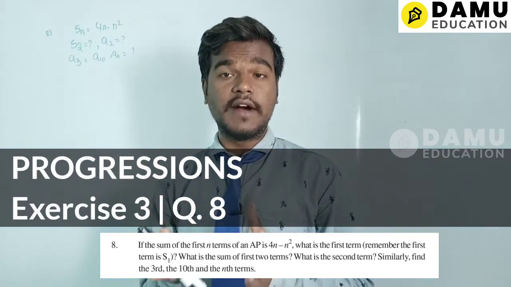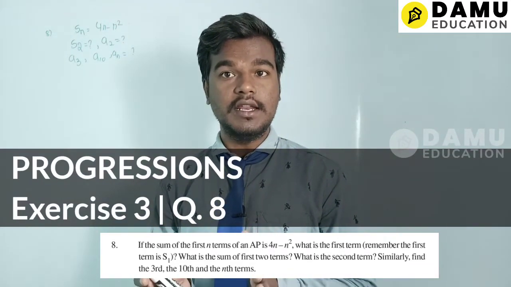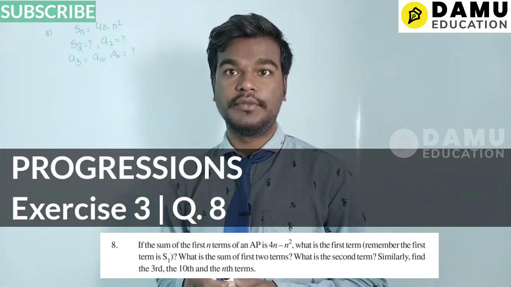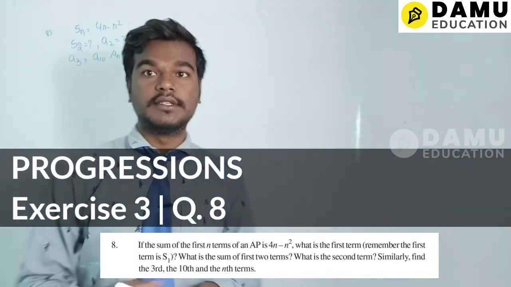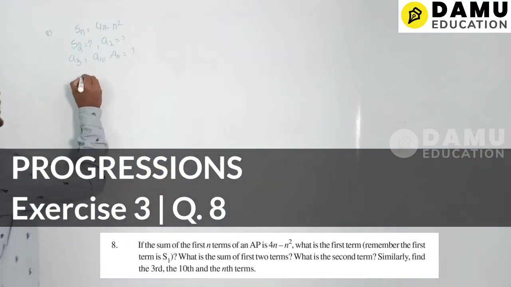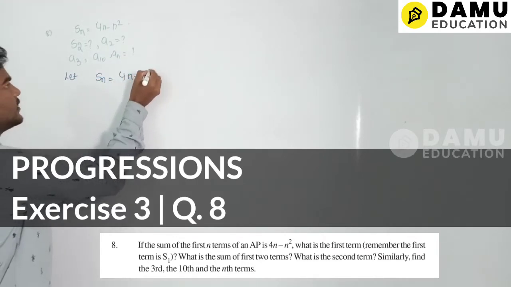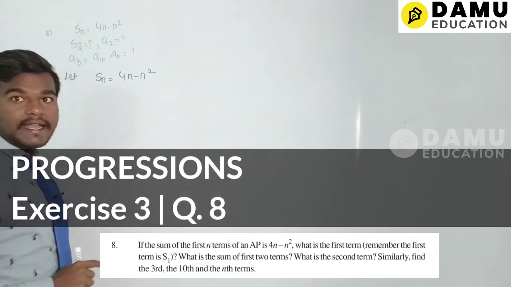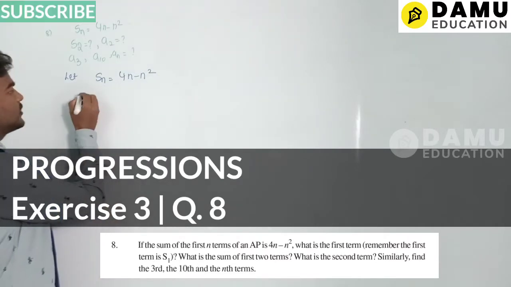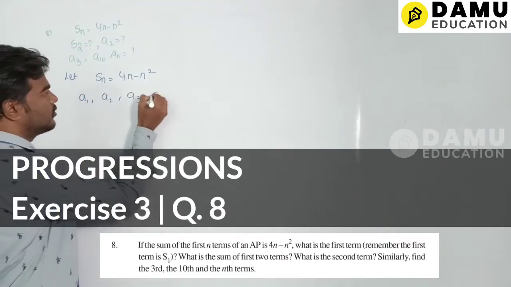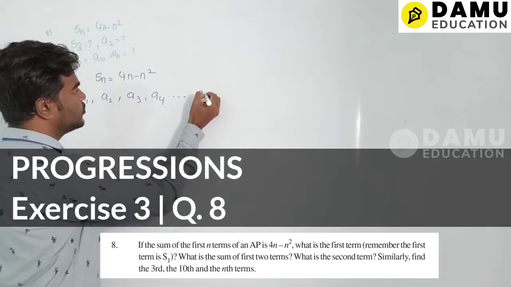So here we need to find the number of terms n, and we have to find the terms which they asked. So what is the sum of n terms? Given that Sn will be equal to 4n minus n square. So this is the sum of n terms. So actually let's take a1, a2, a3, a4 and so on up to an.